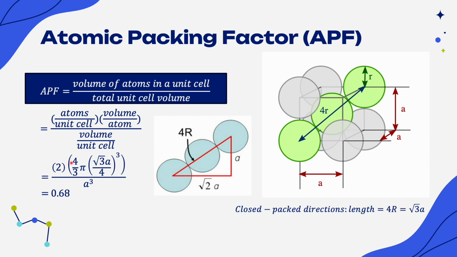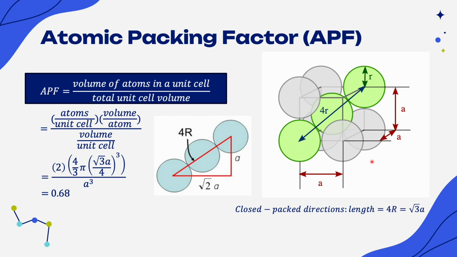And the volume occupied by the atoms is calculated by considering the size of the atoms and their arrangement within the unit cell. For BCC structures, the relationship between the lattice parameter a here and the atomic radius r of the atoms can be expressed as 4r equals square root of 3 a. To derive the relationship between the lattice parameter a and the atomic radius r in a BCC structure, we can consider the geometry of the structure.